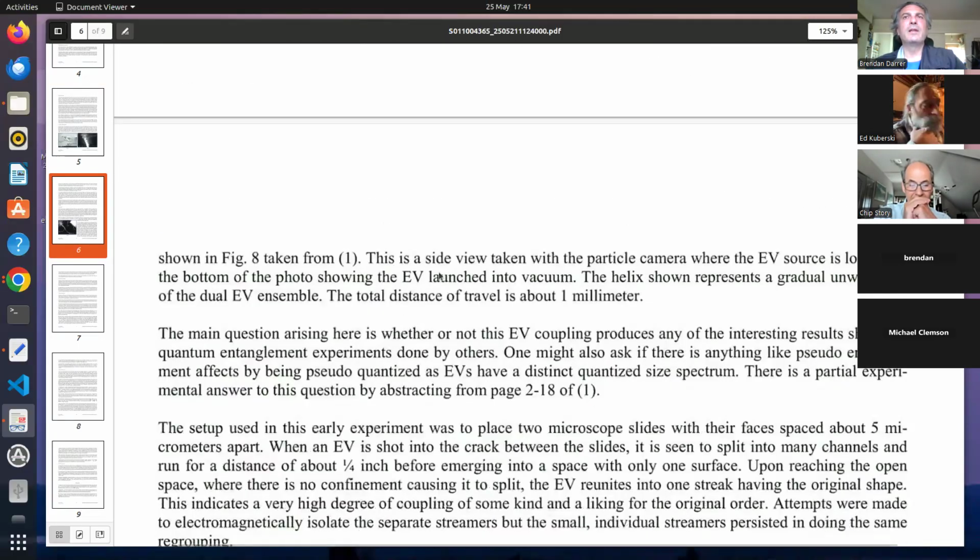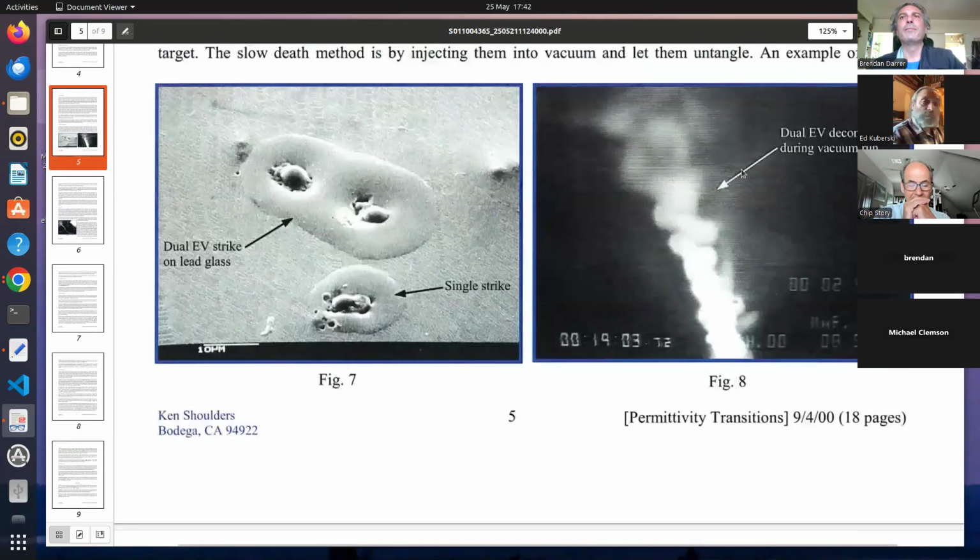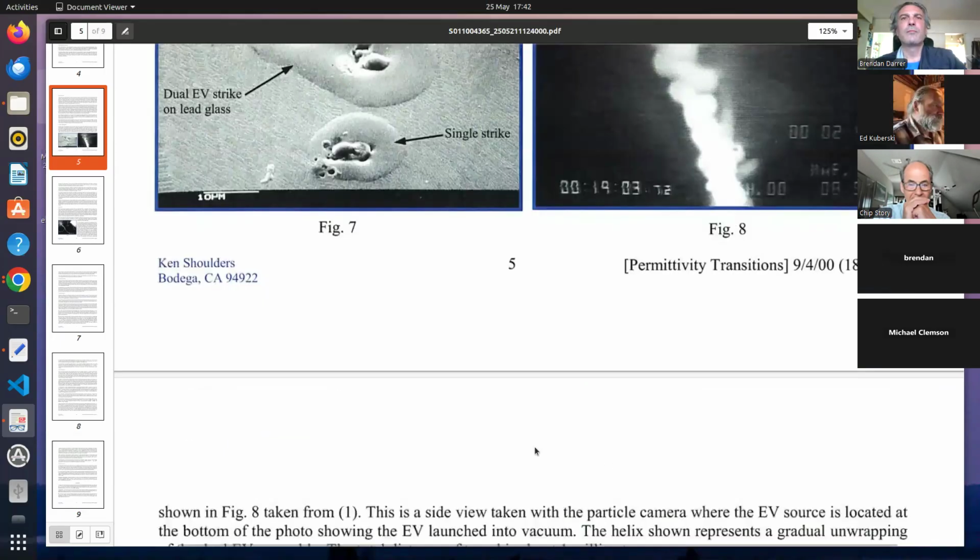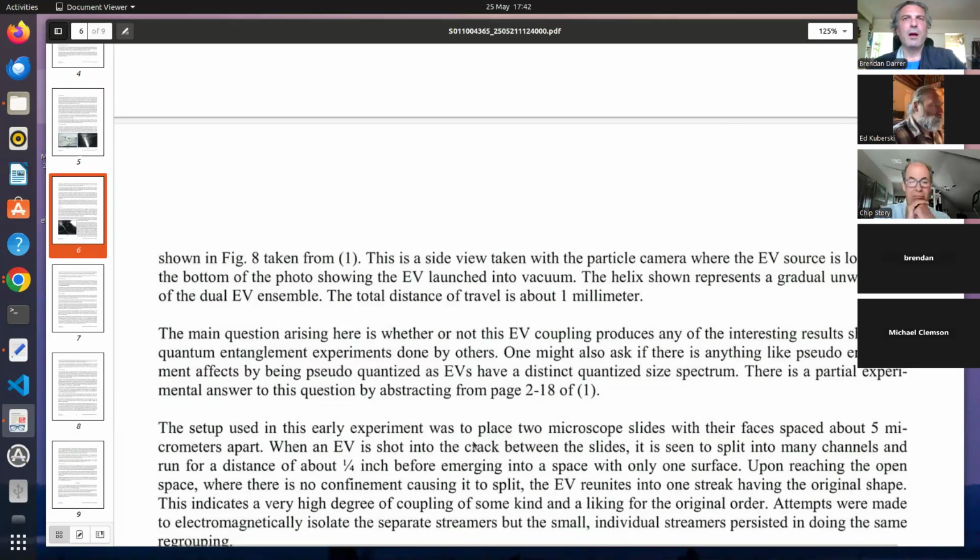This is a side view taken with the particle camera, where the EV source is located at the bottom of the photo, showing the EV launched into vacuum. So I think it's talking about figure 8 here. Yep. The helix shown represents a gradual unwrapping of the dual EV ensemble. The total distance of travel is about 1 millimeter.